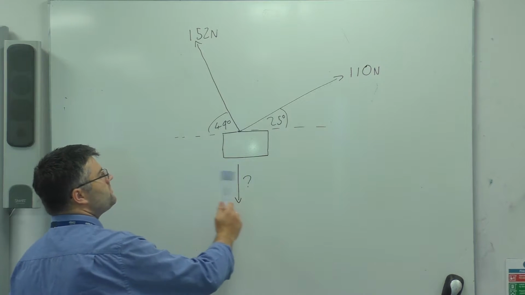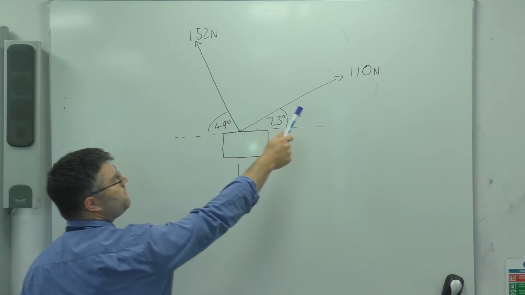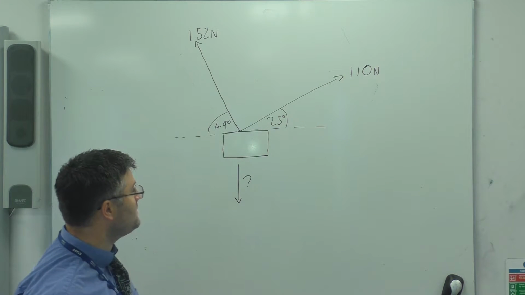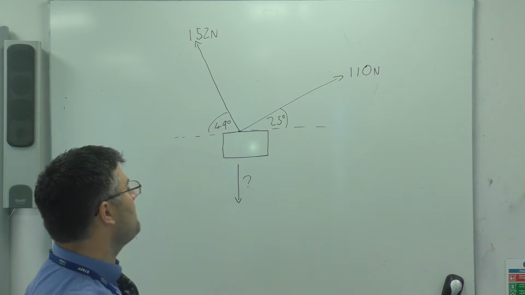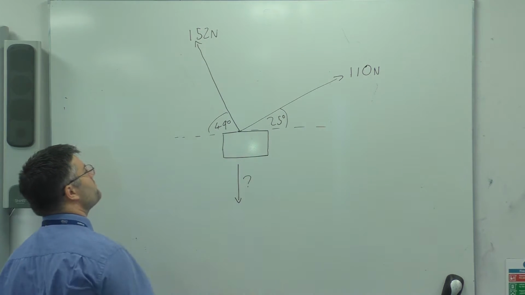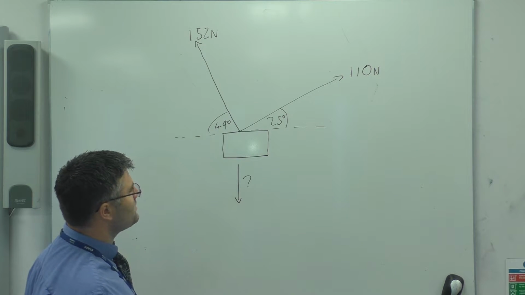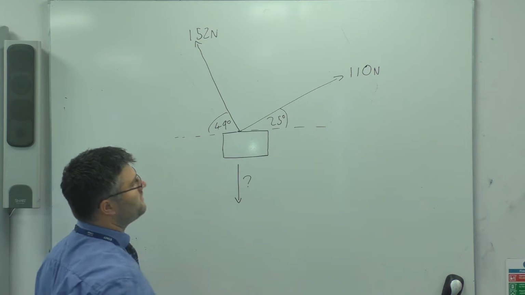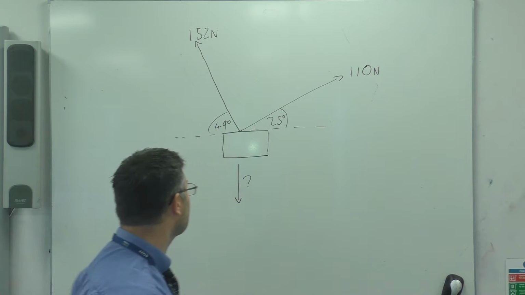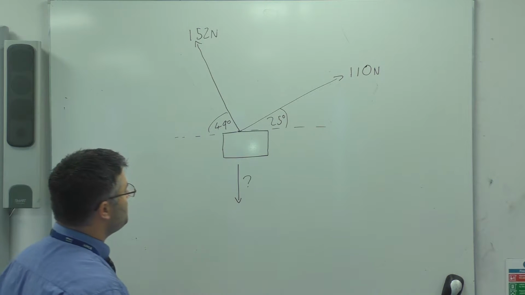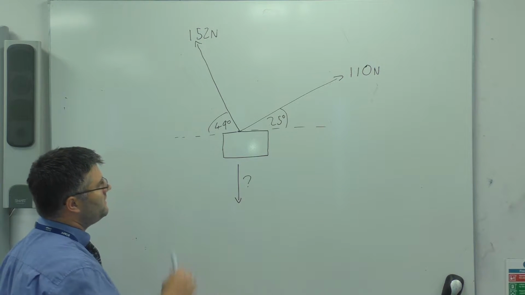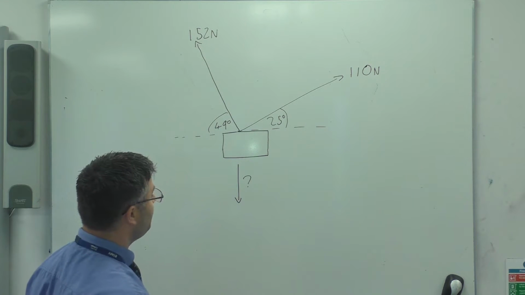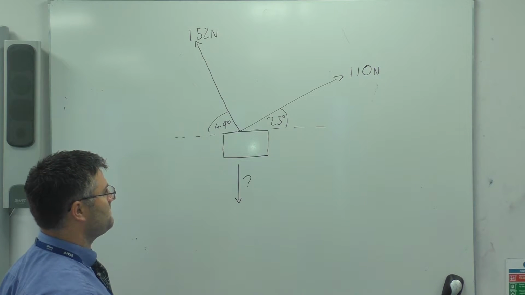What we've got is a box suspended by two cables. One cable exerts a force of 110 newtons, the other cable exerts a force of 152 newtons. Both angles are given with respect to the horizontal, so we could, if we wanted to, work out the angle between them, and we might have a look at that in a little bit. But for now, we need to see how we can find out what our missing weight is.